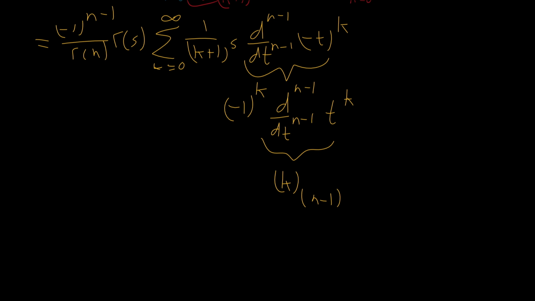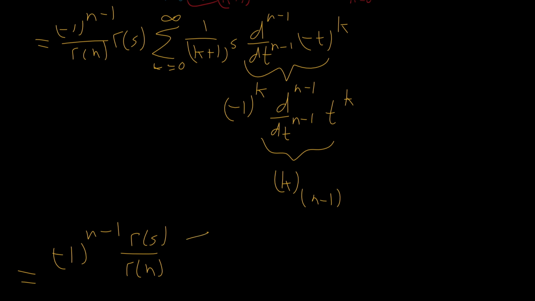With n minus 1 right there. And what I'm going to do now is just rewrite our summation as that. So what we have then is negative 1 to the n minus 1 times gamma of s over gamma of n. I wrote it differently. It kind of looks cool like that.